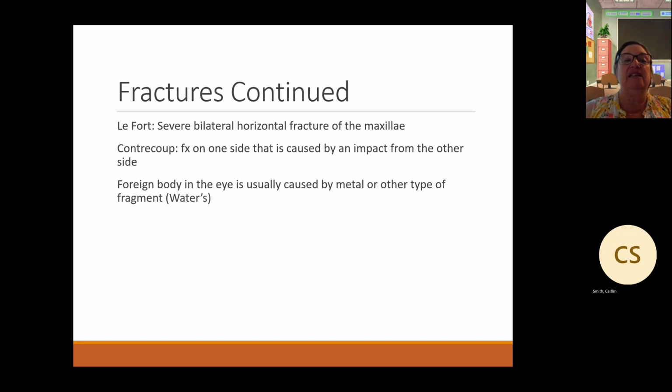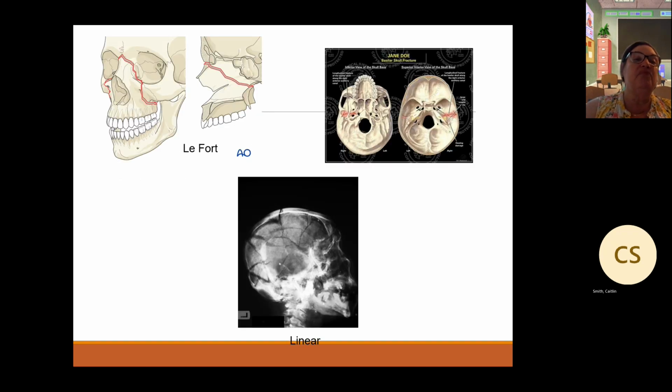And a foreign body in the eye is usually caused from metal or other type of fragments, then you always do a Waters projection for that to look in the orbits. This is a Lefort here where the maxilla is fractured. And that's just a linear fracture with all these lines.